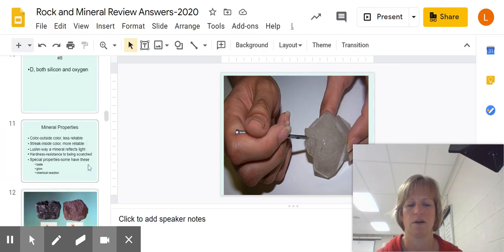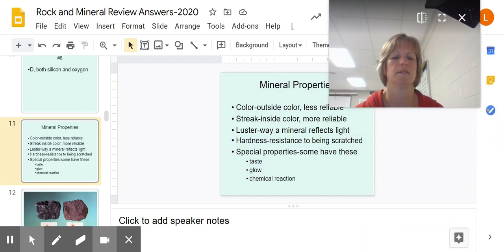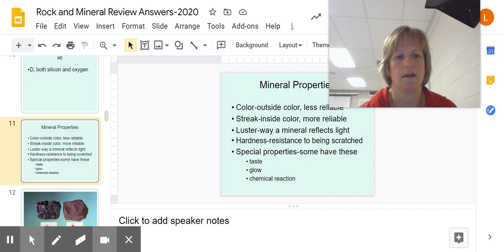Now, the last thing here are special properties. And here's the deal. Some minerals have special properties, not all. And so it actually makes them easier to identify if the mineral has a special property.